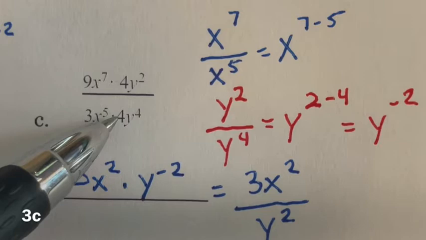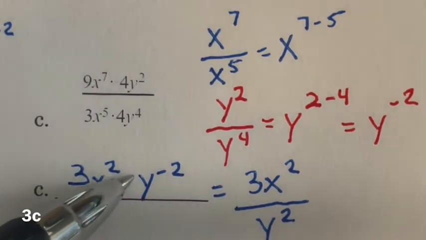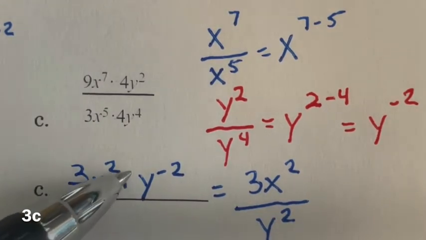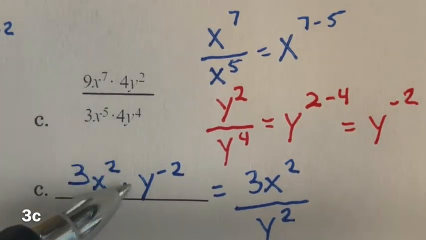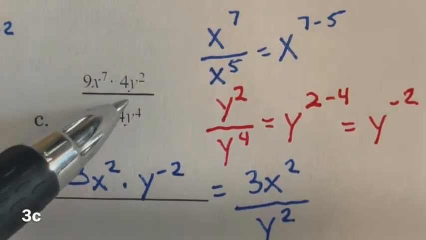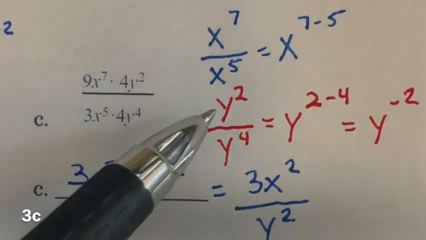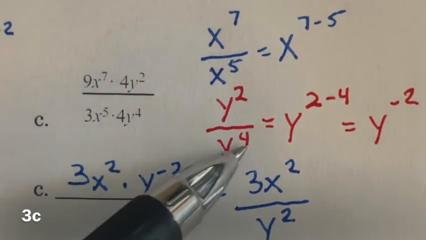Here, 4 divided by 4 is 1. And anything multiplied by 1 is itself, the identity property of multiplication. So we can go ahead and eliminate that 1. And then we have y squared divided by y to the 4th.